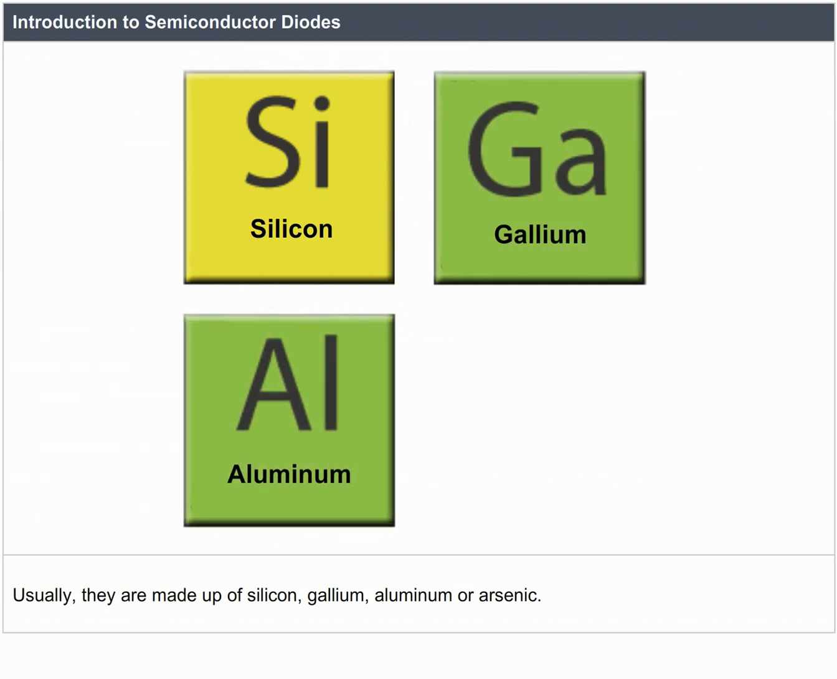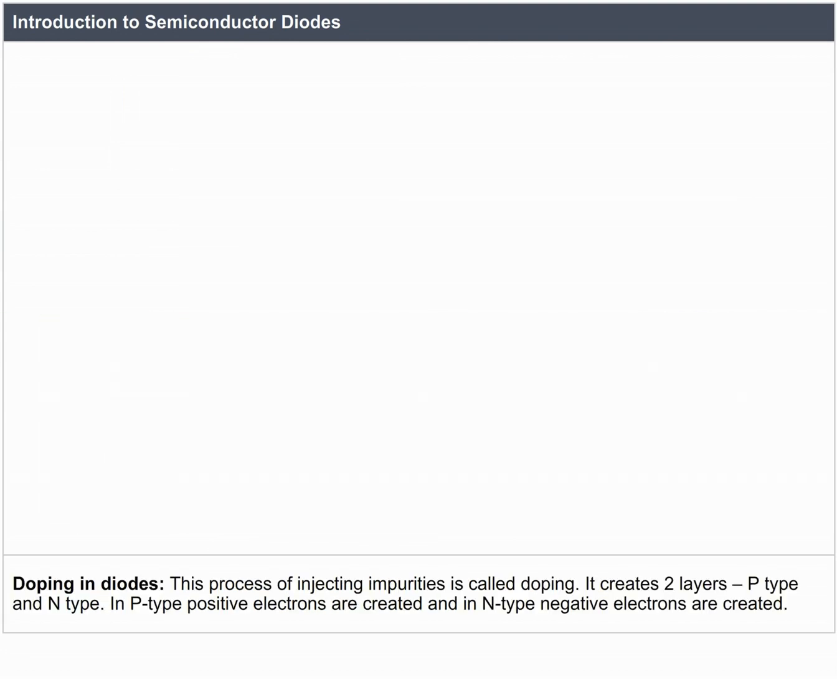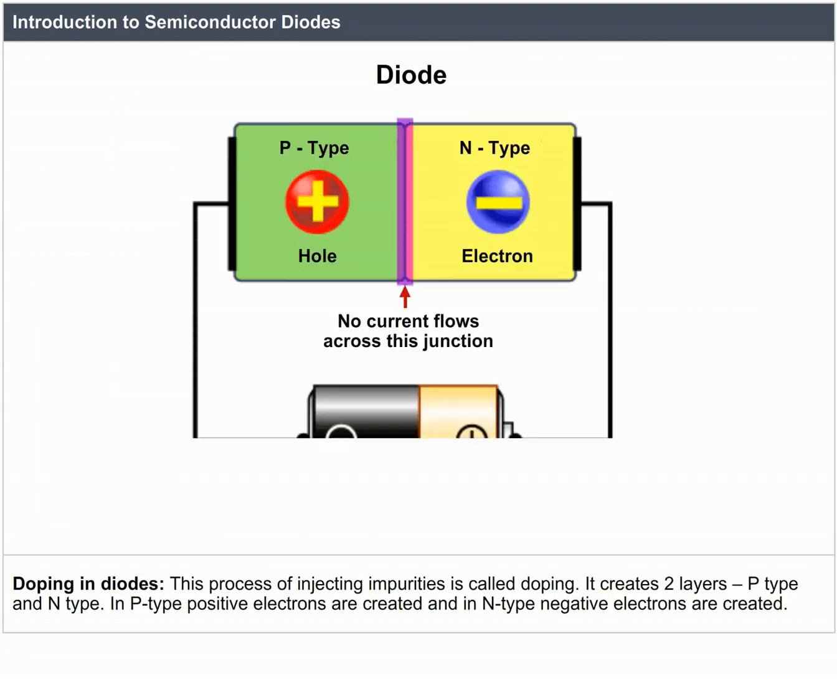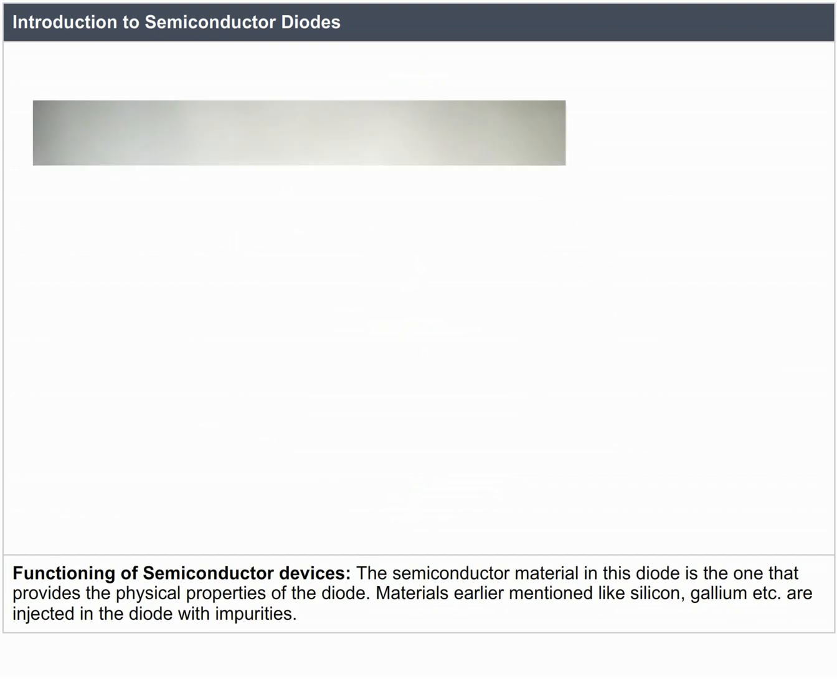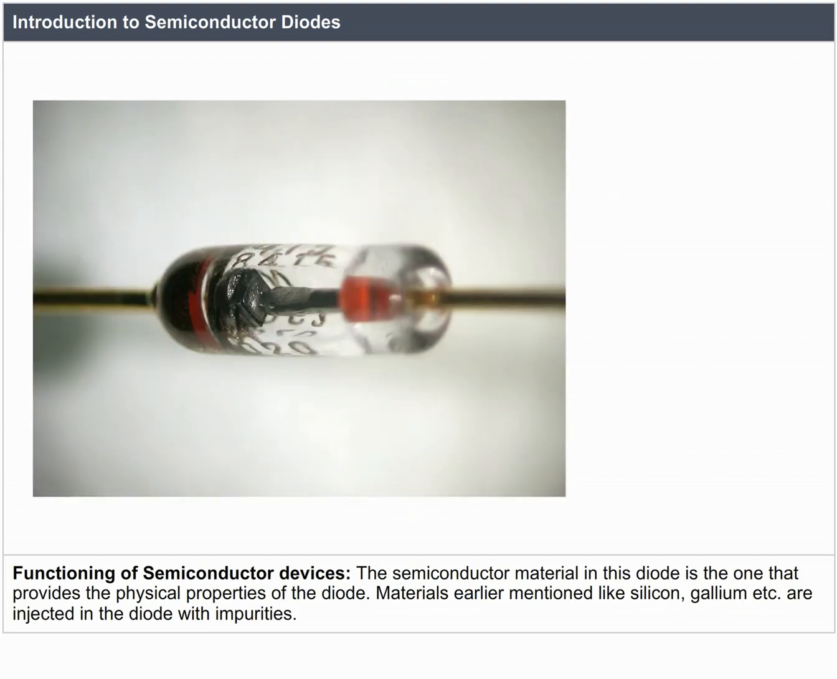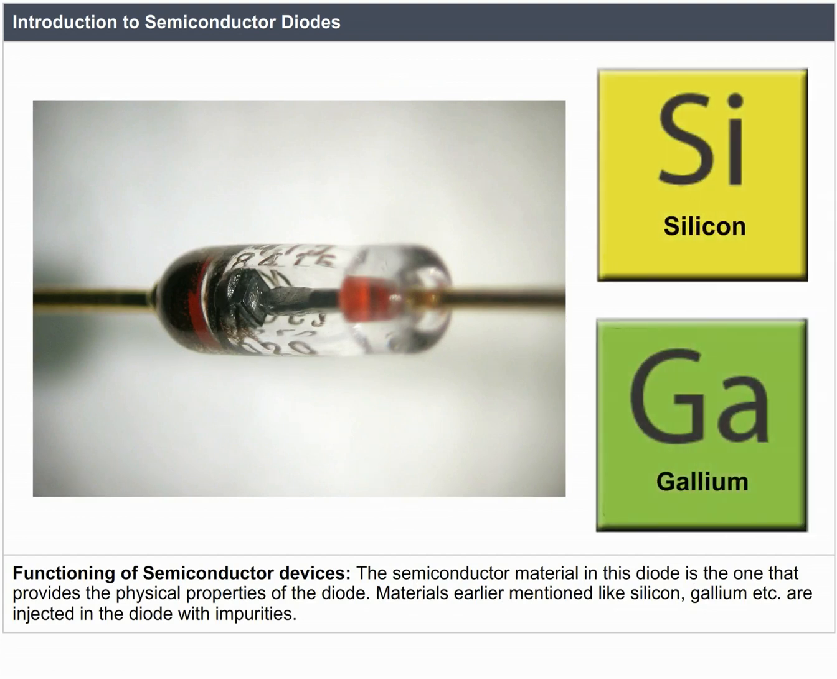Doping in diodes. This process of injecting impurities is called doping. It creates two layers, p-type and n-type. In p-type, positive charges are created and in n-type, negative electrons are created. Functioning of semiconductor devices. The semiconductor material in this diode is the one that provides the physical properties of the diode. Materials earlier mentioned like silicon, gallium, etc. are injected in the diode with impurities.